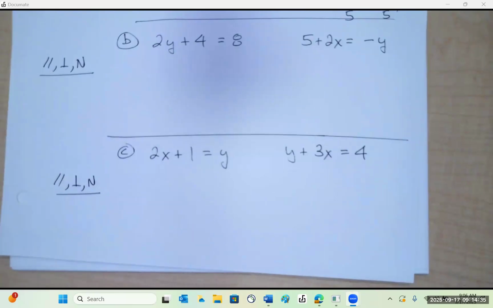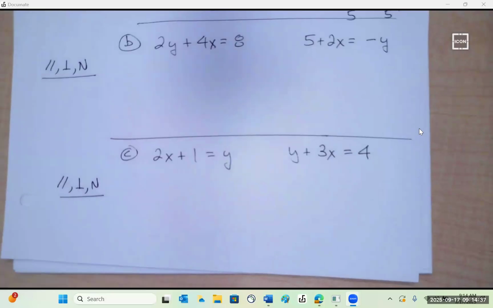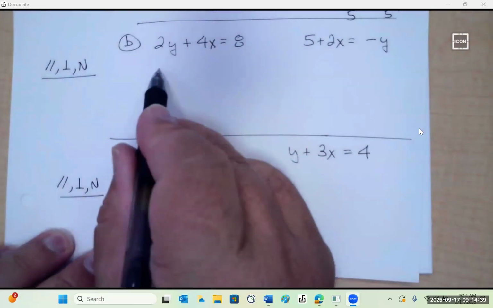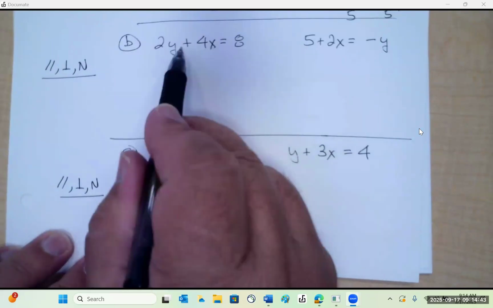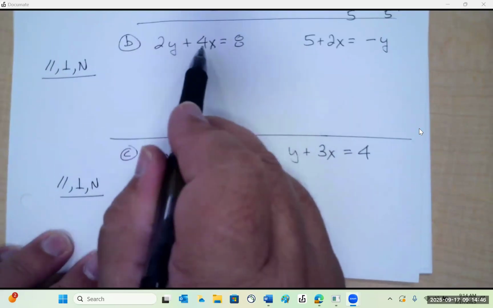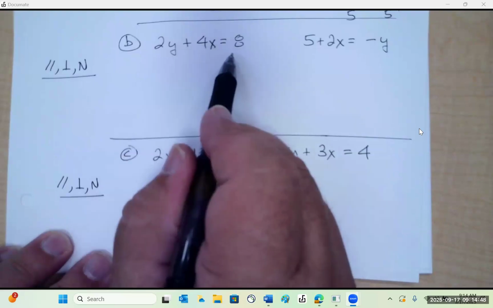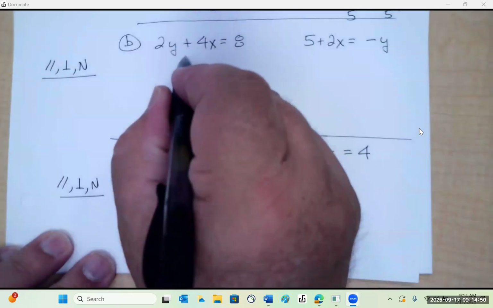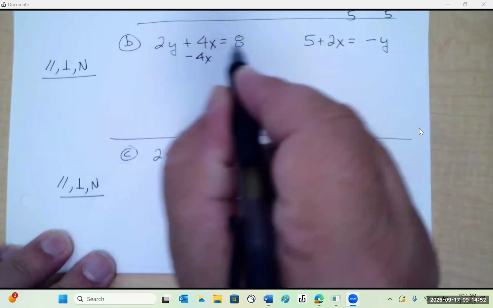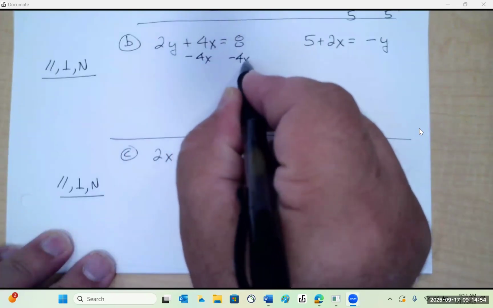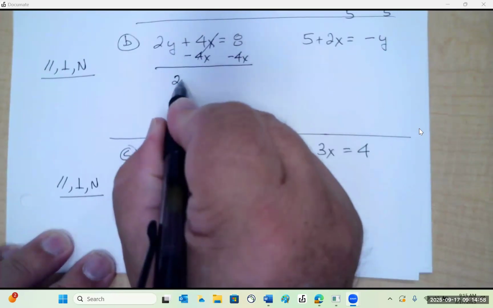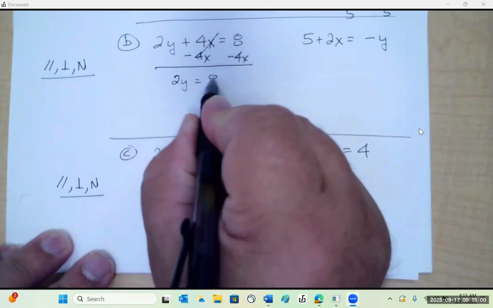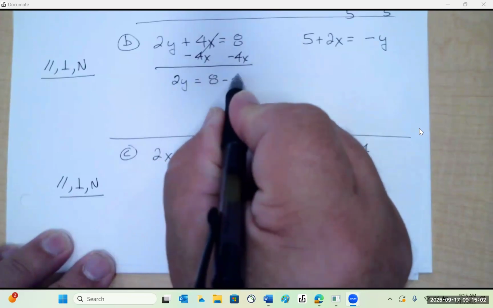When you finish, all right, we have to solve for y. What do we have to do for the first equation? Subtract 4x from both sides. So we have 2y equals, even if you leave it like this, it doesn't matter.